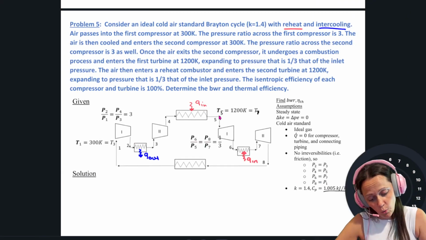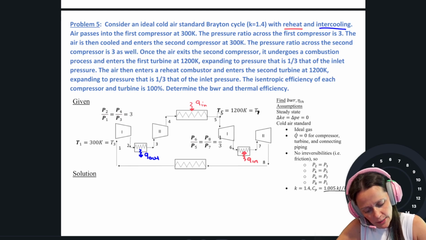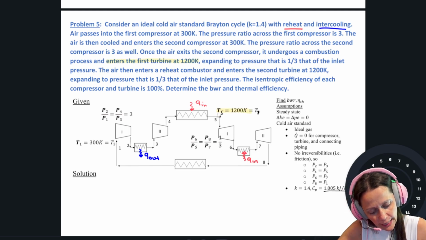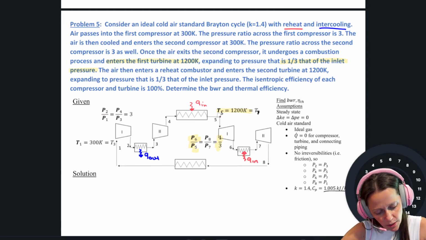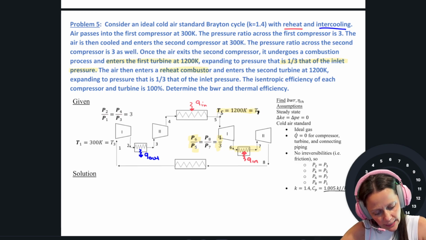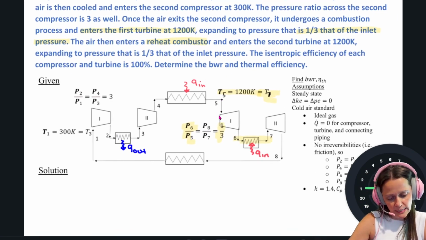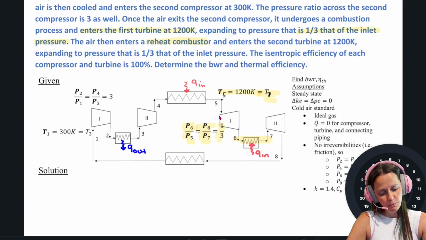All right, so once that air exits the second compressor, it undergoes the combustion process, enters the first turbine at 1200 Kelvin, expanding to a pressure that is 1/3 that of the inlet pressure. The air then enters a reheat combustor, so that's from 6 to 7, and enters the second turbine at 1200 Kelvin, that's T7, expanding to a pressure that is 1/3 that of the inlet pressure.